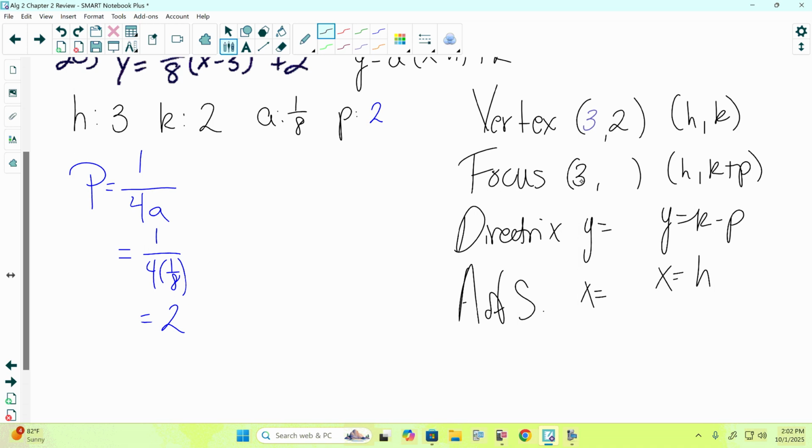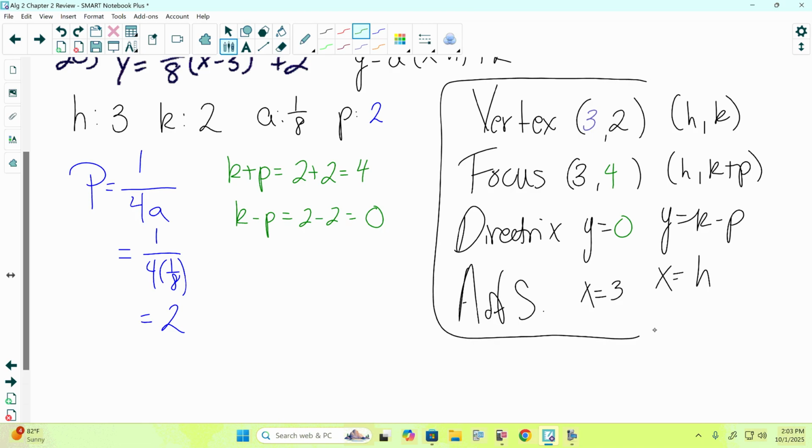H is still 3. K plus p we need to calculate, so we can write k plus p. K is 2, p is 2, so we have 2 plus 2 is 4. Directrix in the general form is y equals k minus p, so 2 minus 2, and 2 minus 2 is 0. Axis of symmetry, x equals h, so x equals 3.